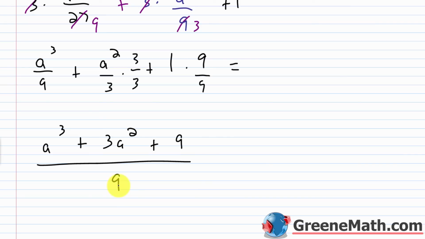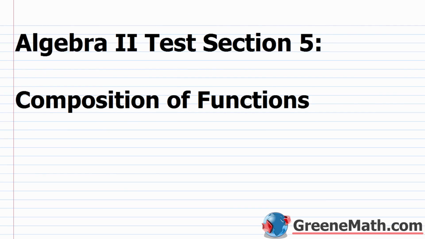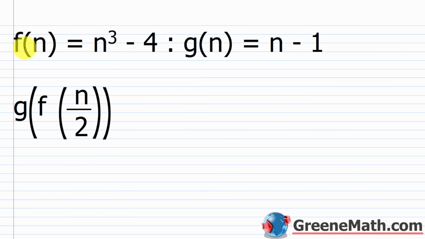Hello and welcome to Algebra 2 Test Section 5 on composition of functions. So suppose we see f of n equals n cubed minus 4, g of n equals n minus 1, and we want to find g of f of n over 2. So what are we going to do first? We're going to find f of n over 2.